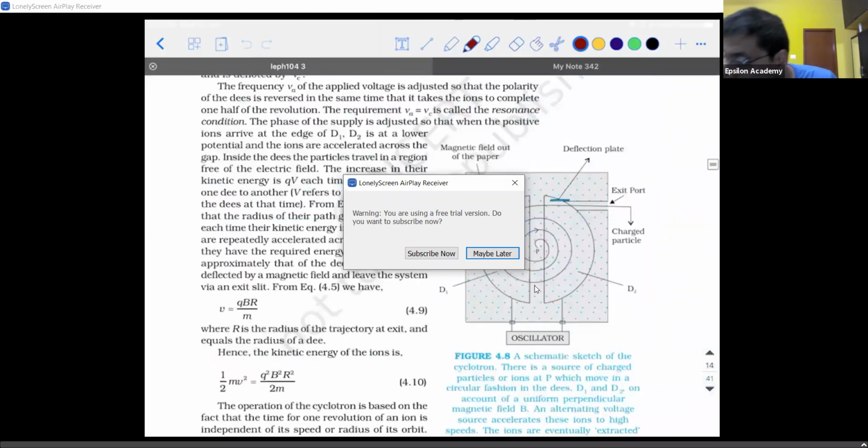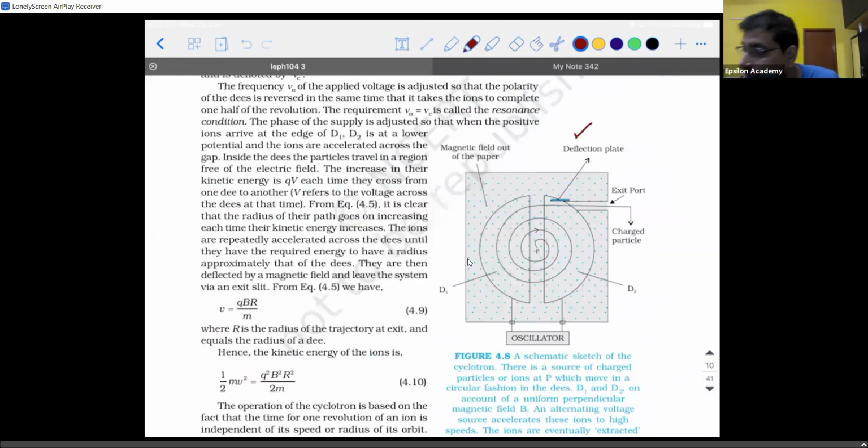Listen. So this is a diagram when you see it from the top view. Okay, you're able to see these blue color dots, right? These blue color dots represent the magnetic field. When a particle is kept here, first it will experience the force due to the electric field. Then it will start moving in a spiral path. Then through this exit port, the charged particle will come out with a greater velocity.